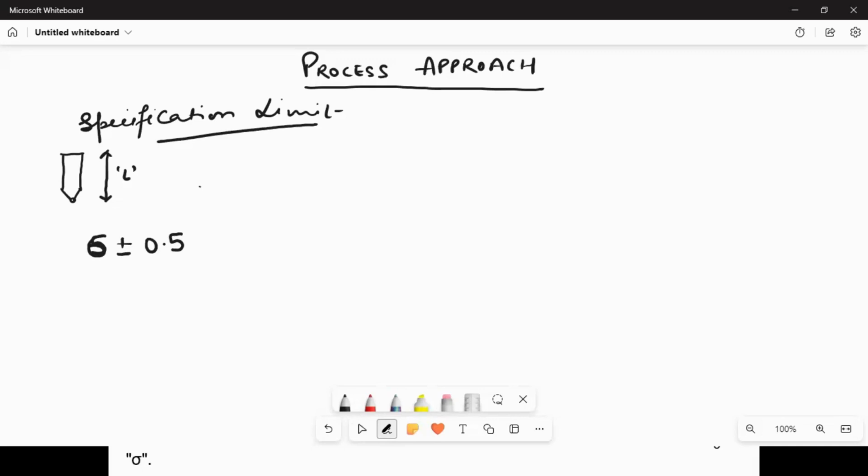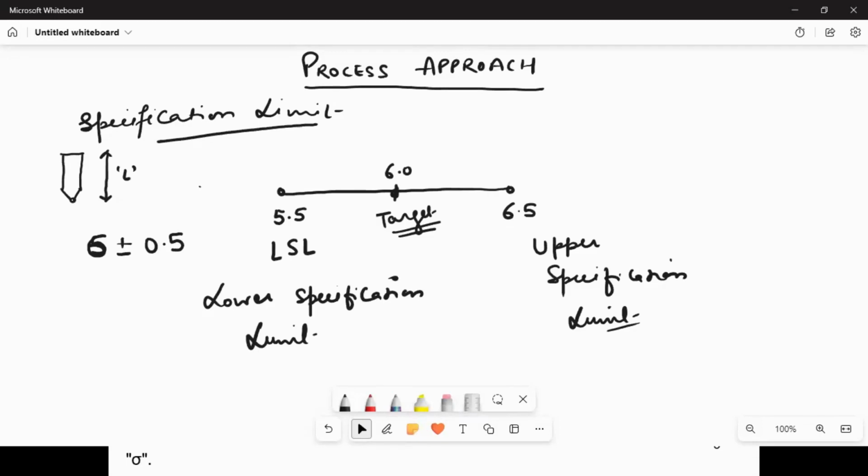Rather than 6 plus minus 0.5. Okay. So he said, Amit, your pen should fall within this range. If it will be outside it, I will not accept. Very simple. One line criteria.